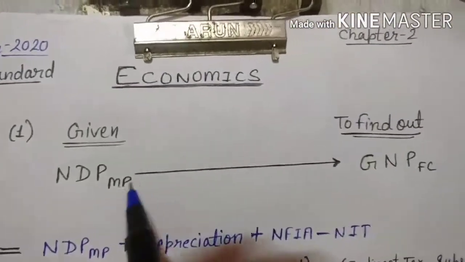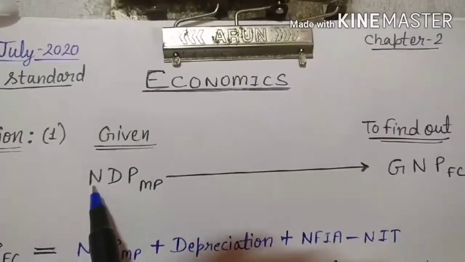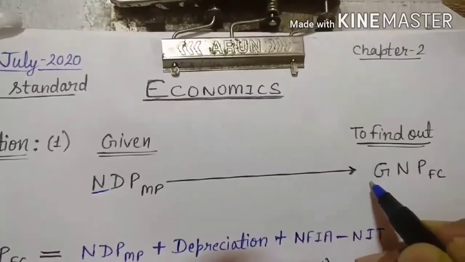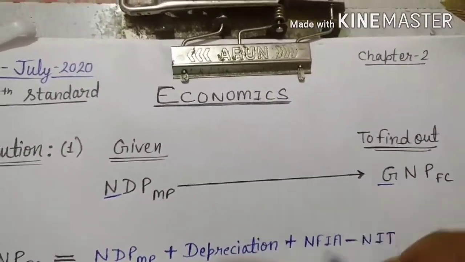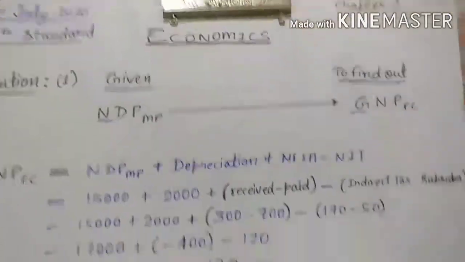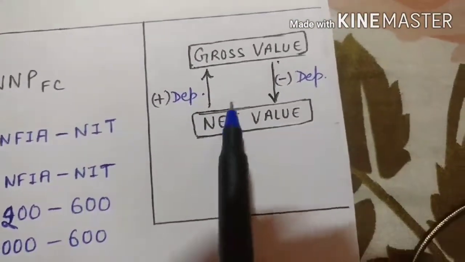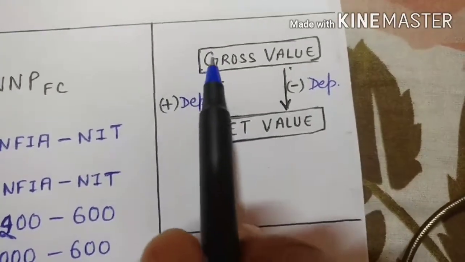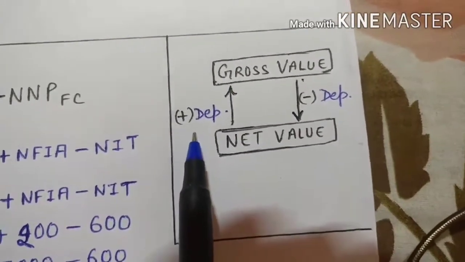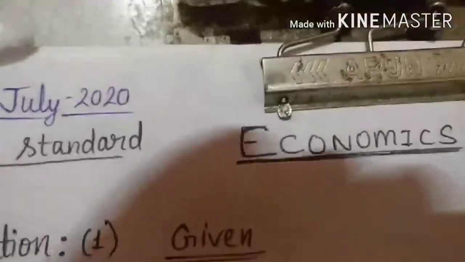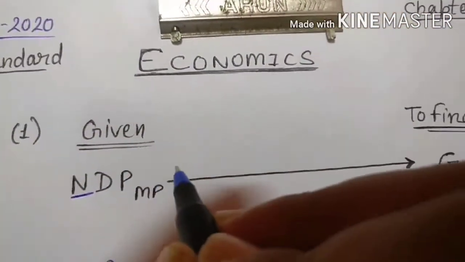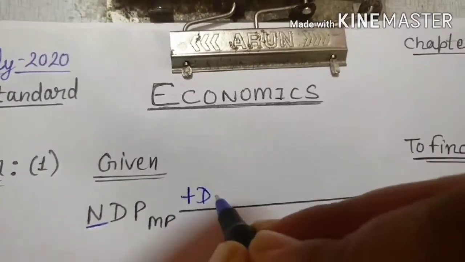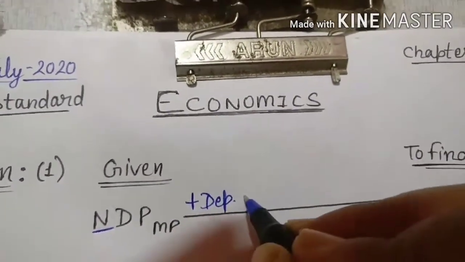What we have to find out is GNP at FC. The first one is N, and here it is gross. So to convert net to gross, let's check the formula. If we have net and we have to convert into gross, what are we adding? Depreciation. So we will add depreciation here.